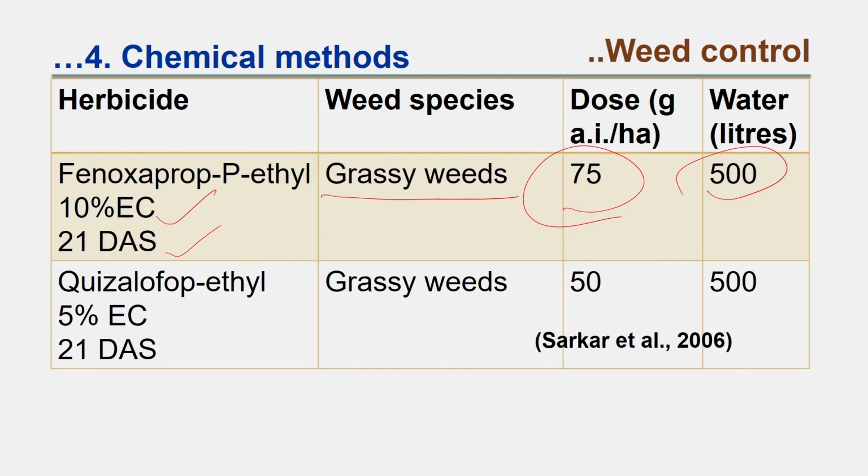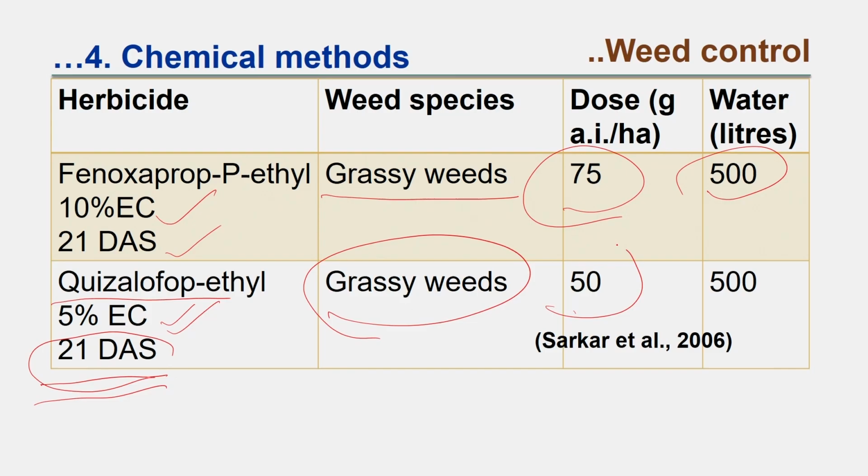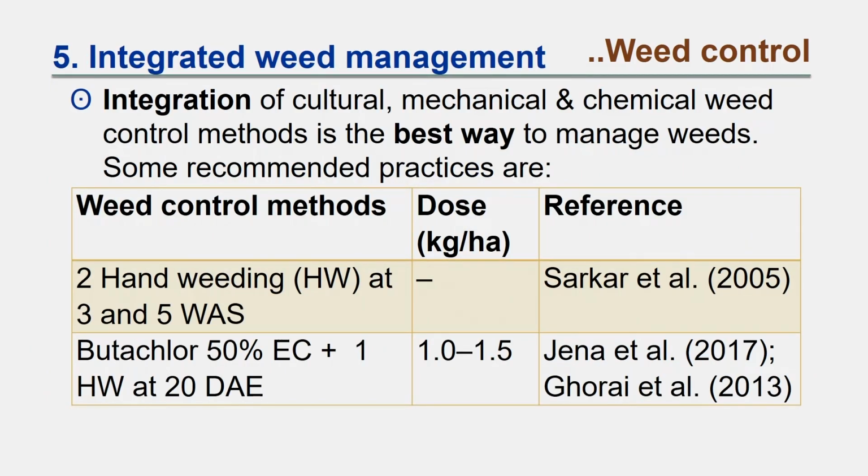Another herbicide is quizalofop-ethyl. It comes in 5% EC, meaning the active ingredient is just 5%, and it is applied post-emergence, meaning 21 days after sowing. It is effective against grassy weeds, and the dose of application is only 50 gram AI. Low dose herbicides are also coming, and it should be mixed in 500 liters of water and sprayed after the emergence of the weeds.